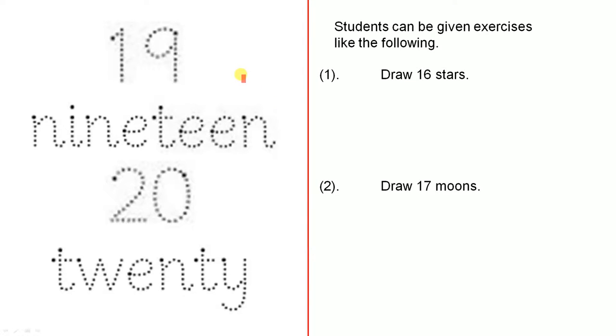And we also have the numbers 19 and 20. That's in the numerical form, and these are the words. You can give them many opportunities to do this, but they're just basic examples here.